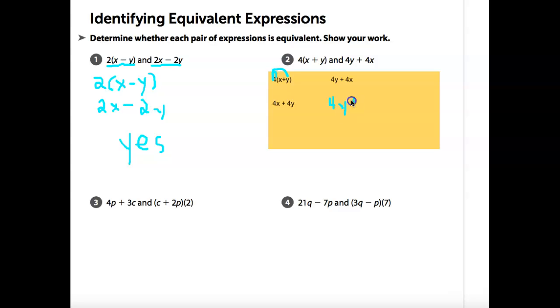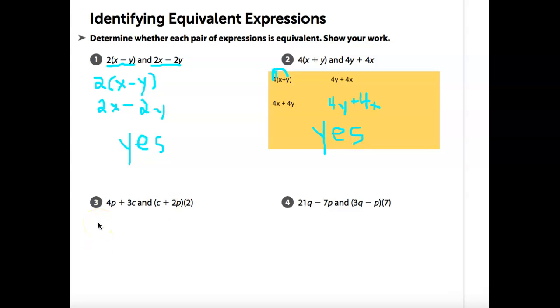Okay, now the terms are written differently. 4x is first over here, and 4y is first over here. So we have to decide if they're still equivalent. Well, remember the commutative property, okay? If we said 2 plus 3 equals 3 plus 2. So 4y plus 4x, you can still say 4x plus 4y. So this is also a yes. These are equivalent. Okay? All right.